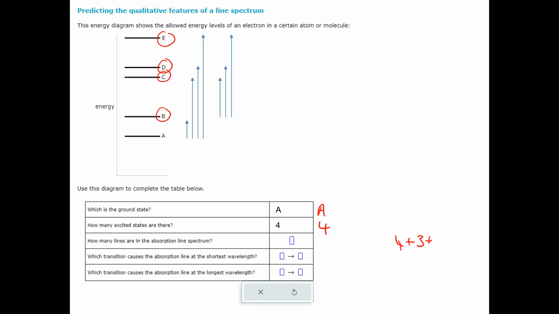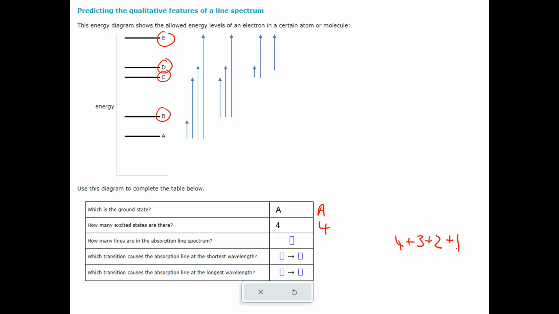And then how many can we have starting at C? Well, we can have C to D, and then we can have C to E. So that gives us another 2. And then how many can we have that start at D? Well, there's only one possibility, isn't there? And that is D to E. So that would be another 1.